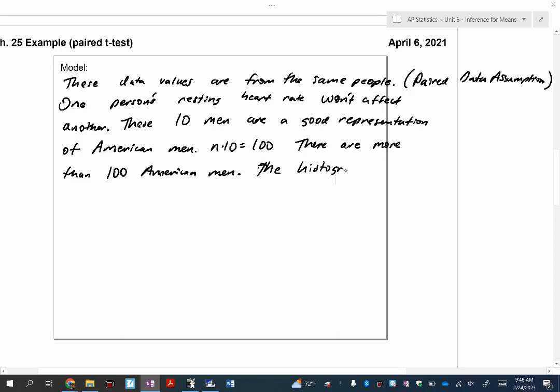Wait, do we actually make the histogram? So we're going to make the histogram for these 10 men, but we don't know the histogram for all the men. We hope that if I found the difference in these men with their resting pulse rates before and after they did the exercise program, that it would be normal. Again, it's a lot tougher when it's a study because you just don't have that information.